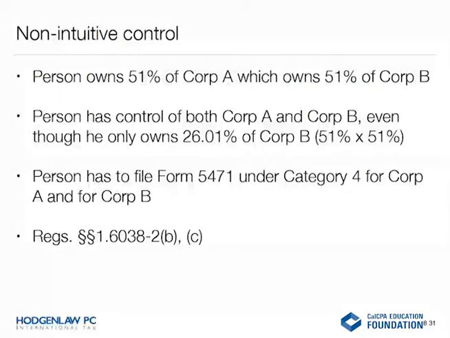And there's also a rule that I think is a little bit non-intuitive in terms of what control means, and it's best illustrated with an example. Let's say this person owns 51% of Corporation A, which owns 51% of Corporation B. Proportionally, he only owns 26.01% of Corporation B, but under the regulations, this person is considered to have control over both companies because the person has control of Corporation A, which has control of Corporation B. So this person would actually have to file Form 5471 under Category 4 for both of those corporations. And the regulation is cited there if you want to take a look at that.